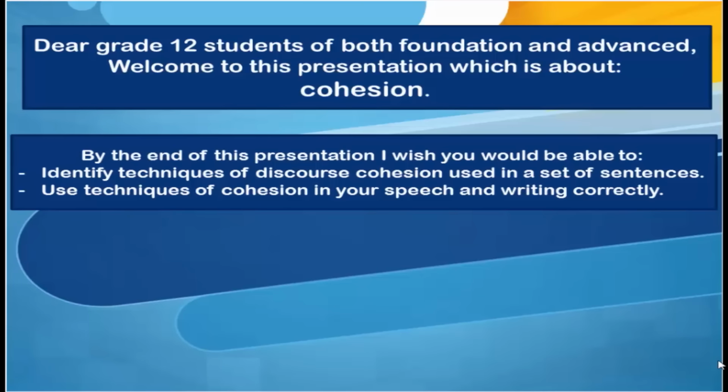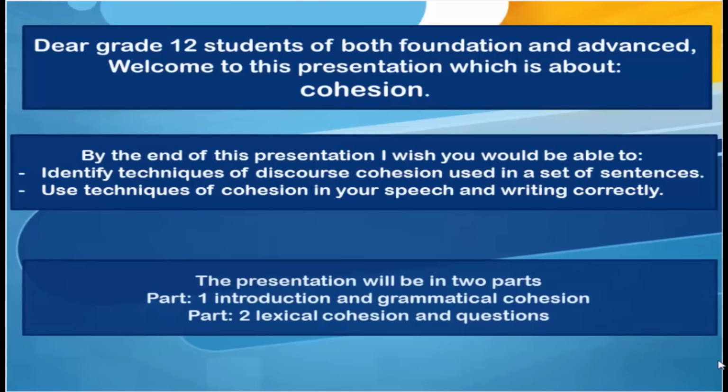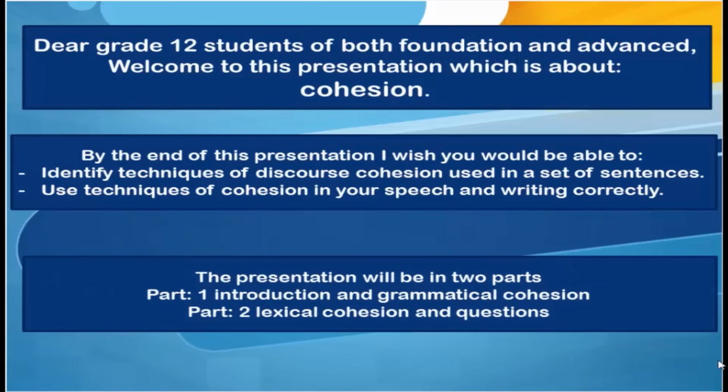I hope that by the end of this presentation, you will be able to identify techniques of discourse cohesion used in a set of sentences and use techniques of cohesion in your speech and in your writing correctly, and this could be under the supervision of your teachers. The presentation will be in two parts. In part one, we will have introduction plus grammatical cohesion with some exercise. And in part two, there will be lexical cohesion and also some questions.